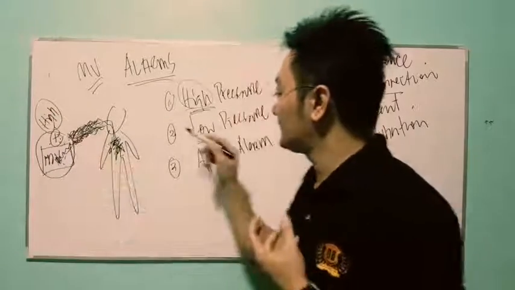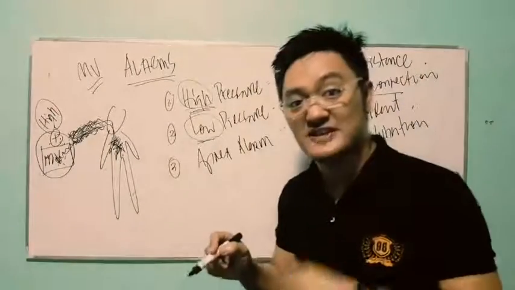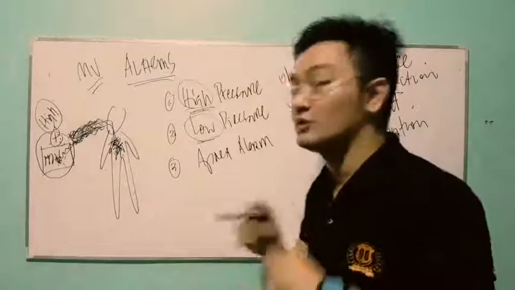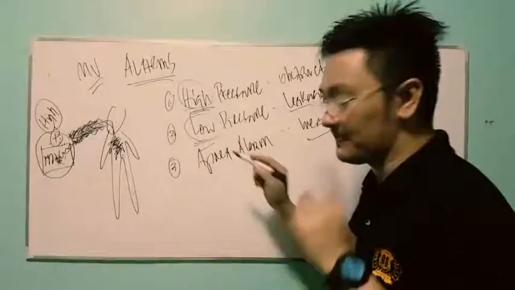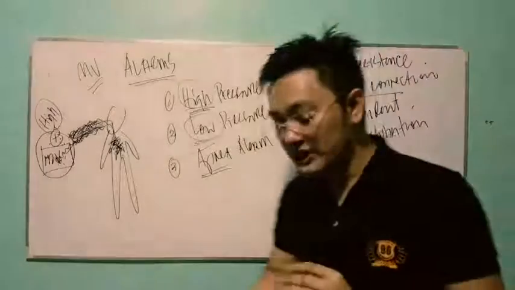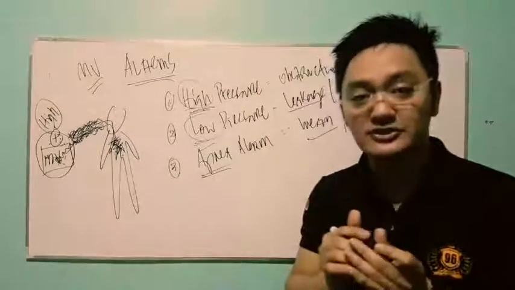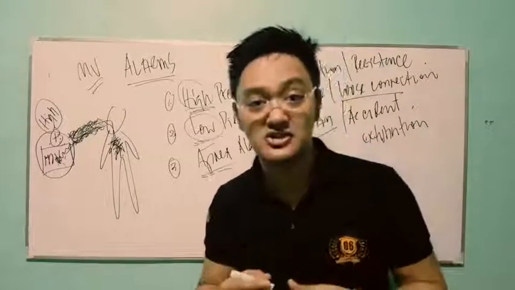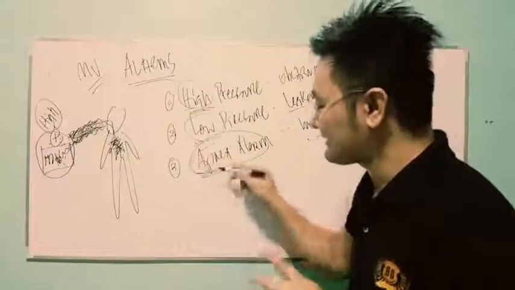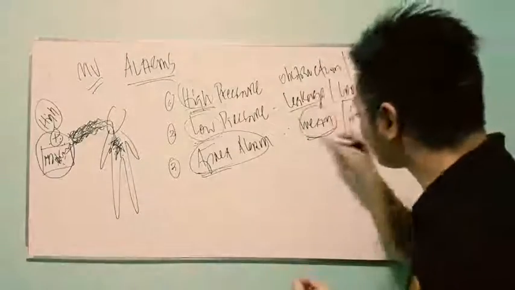So what will you do if low pressure alarm is activated? Will you suction the patient? No. What will you do? You check the connections. Can you follow? So this is your low pressure alarm. Next, apnea alarm. When you say apnea, apnea is a medical term that describes absence of breathing or absence of respiration. Apnea alarm is activated usually if you try to wean the patient.